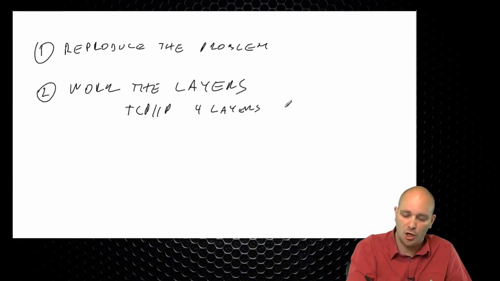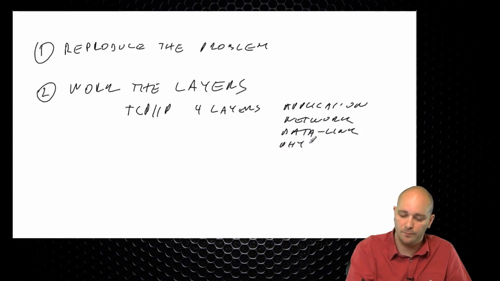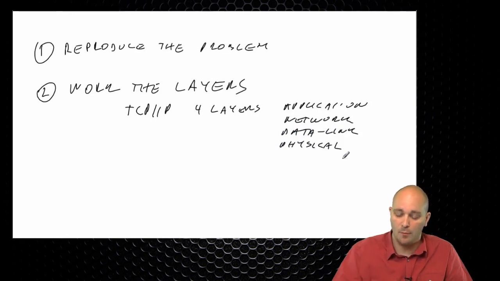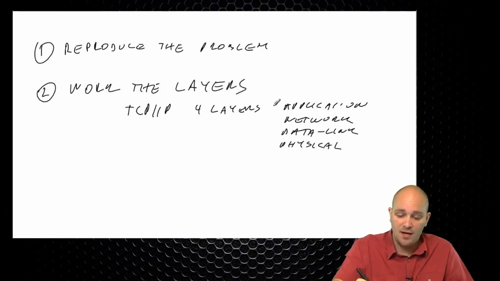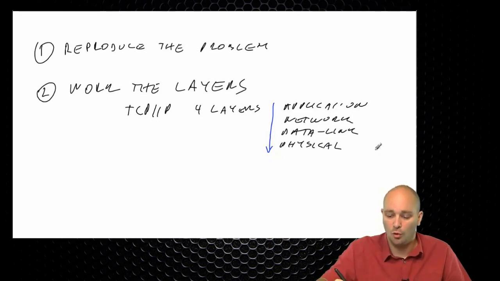And those layers are application, we have network layer, there is data link, and there is a physical layer. Now, work the layers means either start troubleshooting from top down or troubleshoot from bottom up.